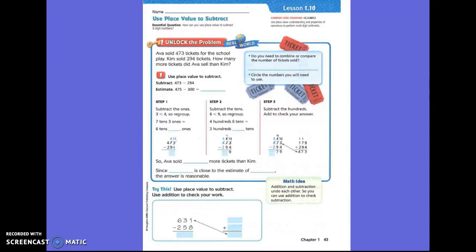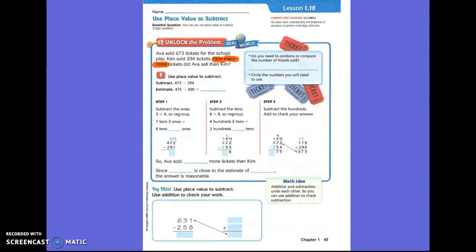Ava sold 473 tickets for the school play. Kim sold 294 tickets. How many more tickets did Ava sell than Kim? Okay, words that help you figure out what you're doing. How many more? Those words mean that you are going to subtract. How many more means you're going to subtract?